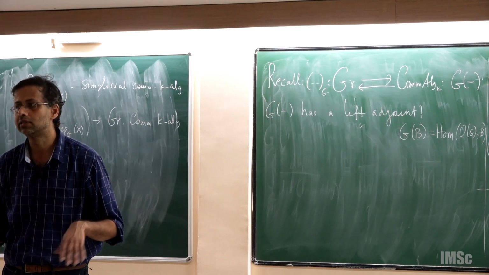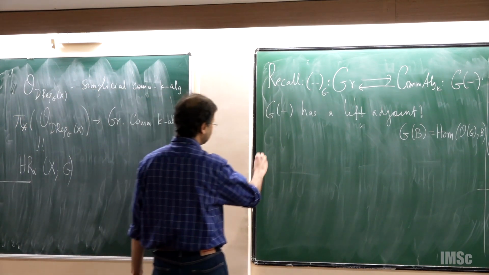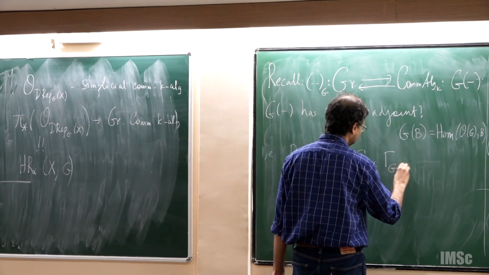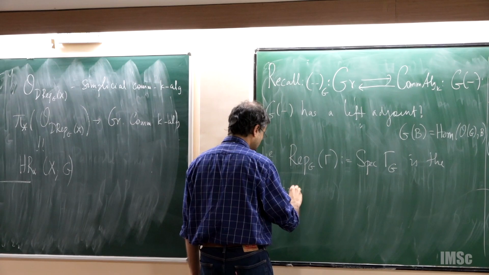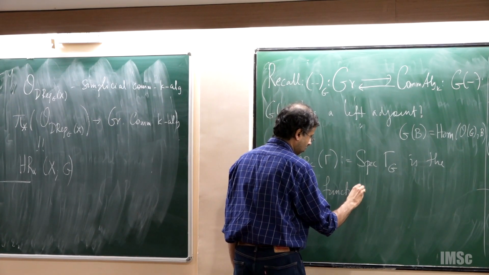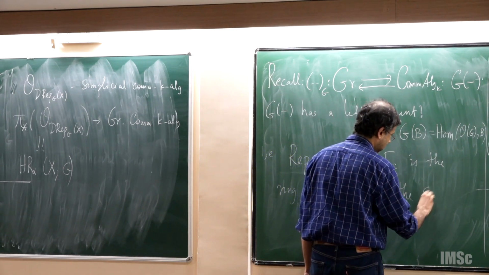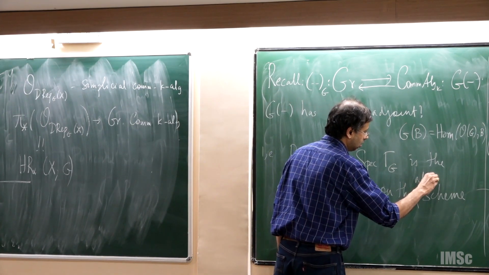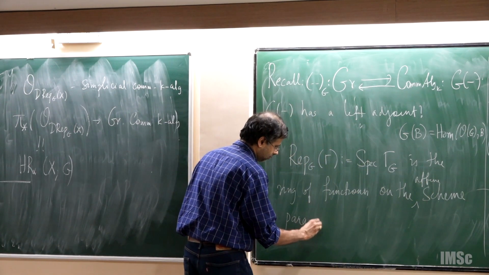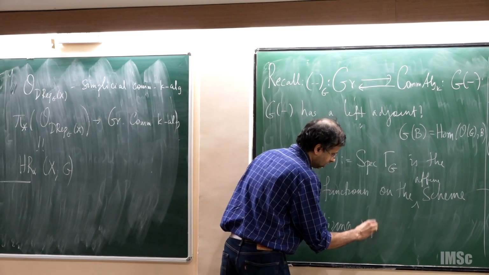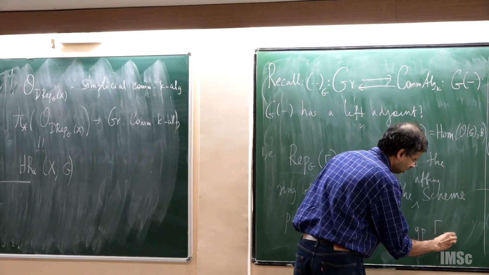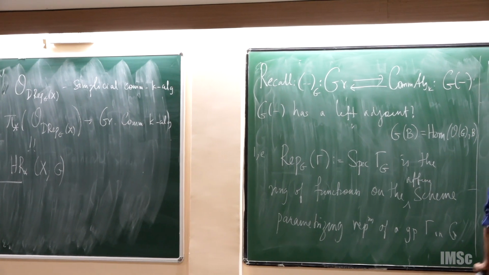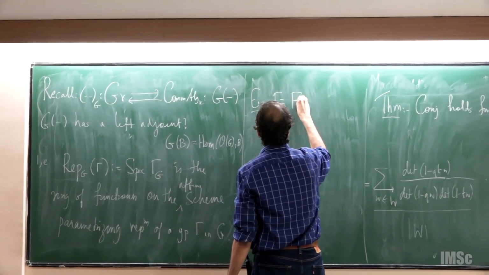So if we unwind this definition of what a left adjoint means, that is to say, Rep_G(gamma), which by definition is Spec of gamma sub G, is the ring of functions on the scheme or variety. If you are uncomfortable with the word scheme, think variety. So affine scheme, really, parametrizing representations of a group gamma in G. So, for example, let's consider the case where gamma is a free group on some generators. Simply the free group on n generators.